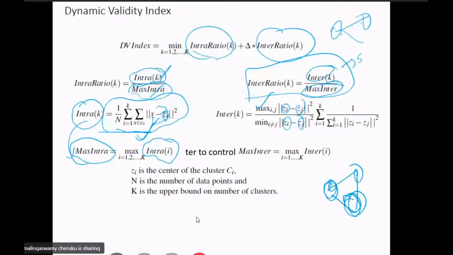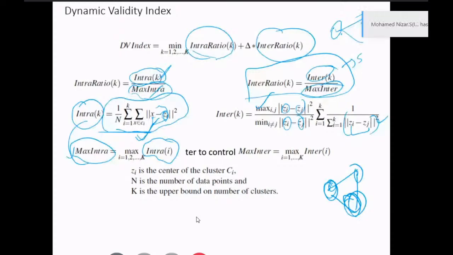Okay, Zi minus Zj and the squared distance. So this way we can find it out. This is the intra-K formula, obtained just by manipulating these formulas. We are restructuring the intra ratio index, the beginning one, which was proposed by Ray and Turi. They are just slightly modified.